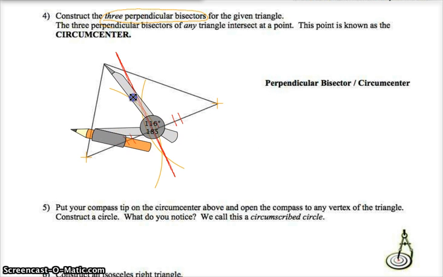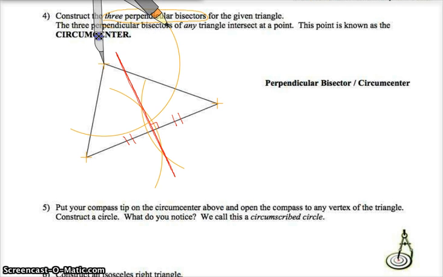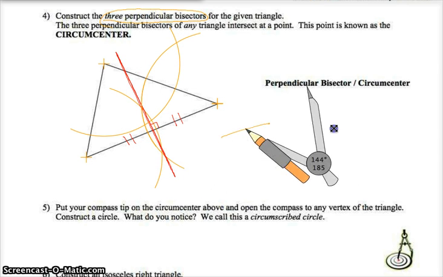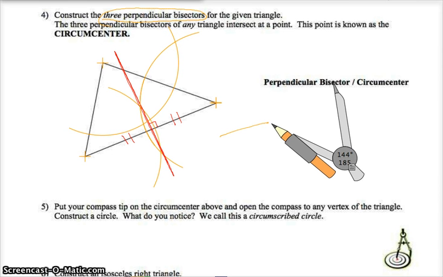Okay, the next one, I'm going to go here. I'm going to do my scoop above and below, go over here, do my scoop above and below. I'm going to take my ruler and line up these 2 points. So these points here and here. And that is my second perpendicular bisector.